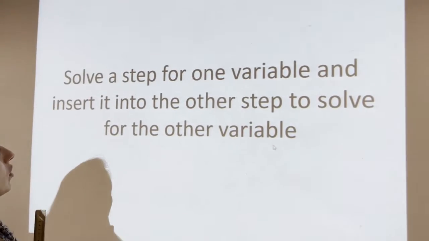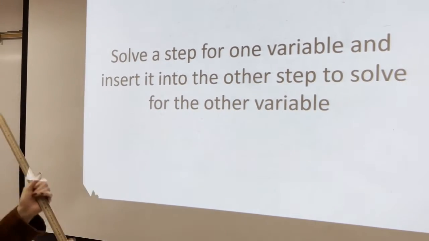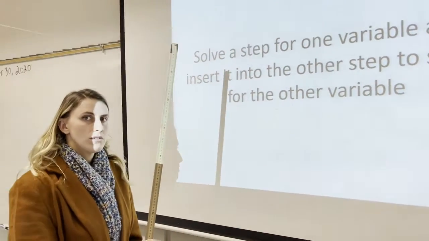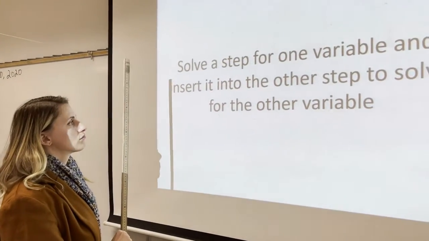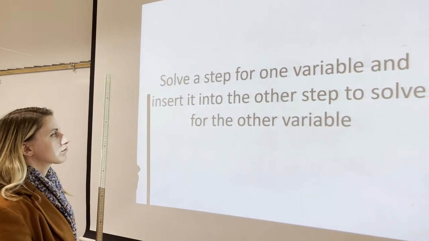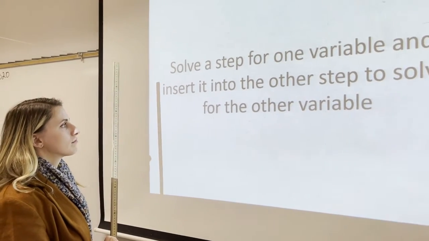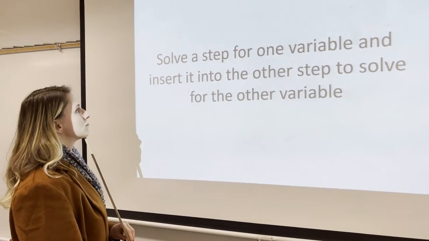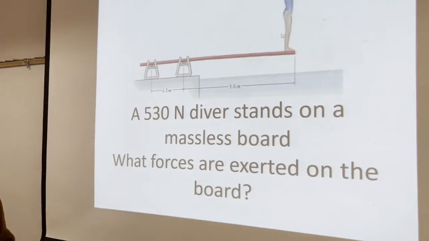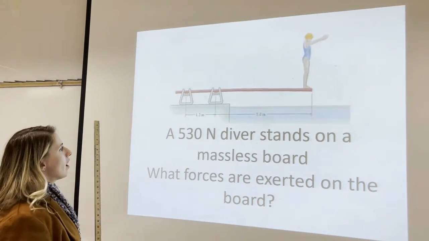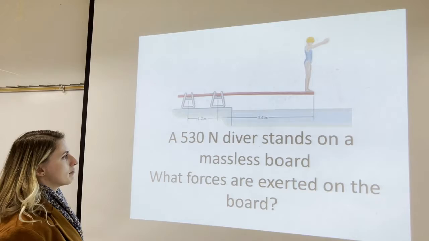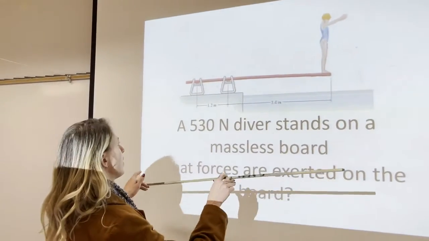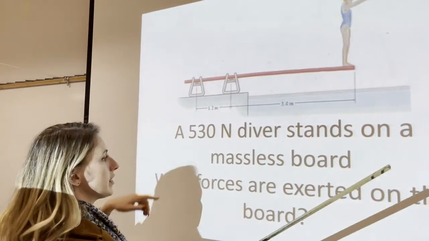Whenever we do a torque two-step, we want to solve one step for one variable and insert it into the other step to solve for the other variable. On the diving board problem, we solved the torques first, got a value for that, and plugged it into the translational, and it allowed us to solve the problem. This is our problem from yesterday: a 530 Newton diver stands on a massless board. Thank God it's massless. What forces are exerted on the board, and what direction are the forces?